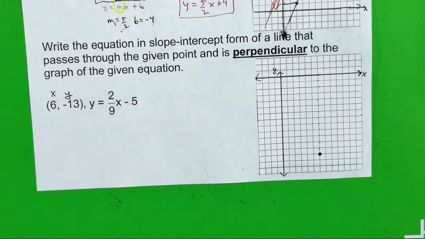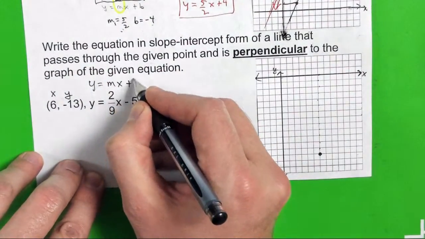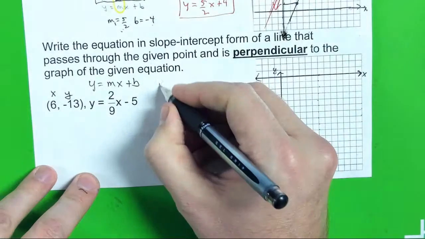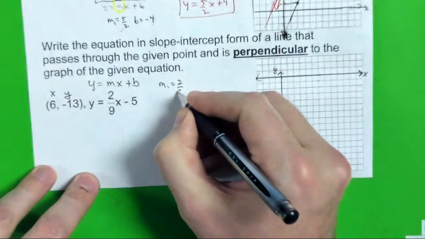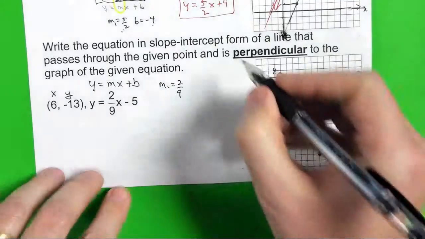Now, is this line written in slope-intercept form already? What do you think, Jared? Okay, so what's the slope of this line? What's my starting slope? 2 over 9. Okay, so we can get that starting slope.